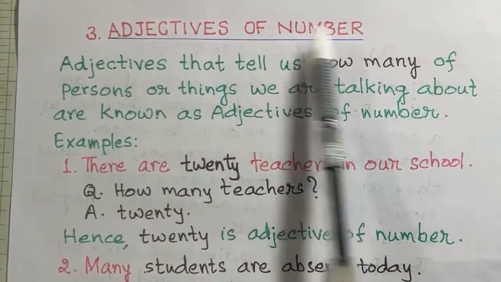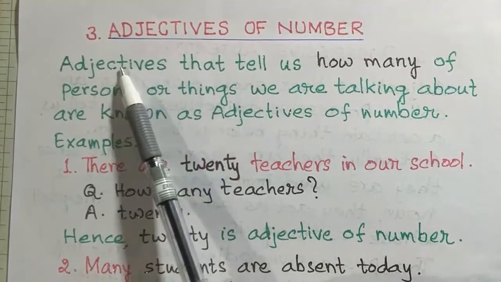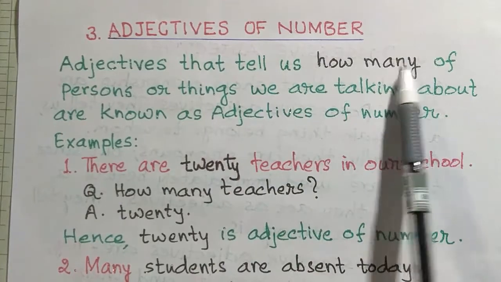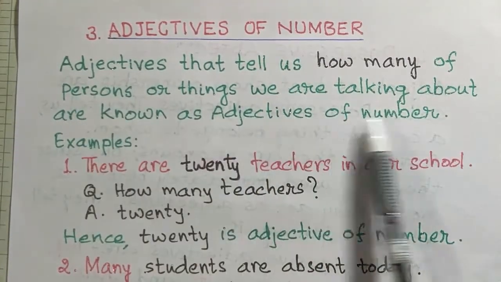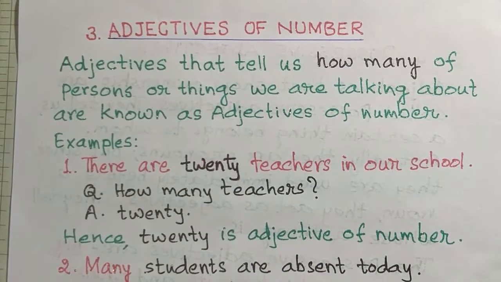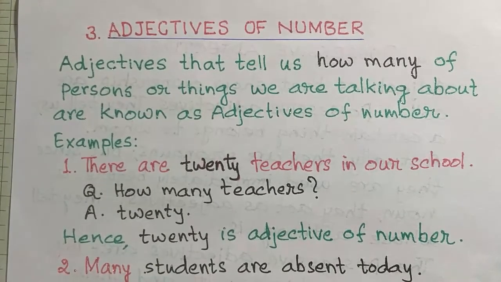Third is adjectives of number. So what are adjectives of number? Adjectives that tell us how many of persons or things we are talking about are known as adjectives of number. Adjectives of number tell us in what number a thing or person is: 1, 2, 3, 10, 20. Adjectives that tell these numbers are called adjectives of number.